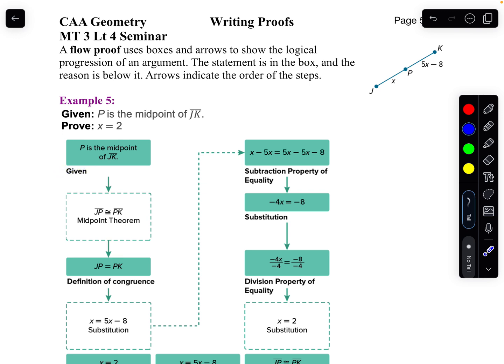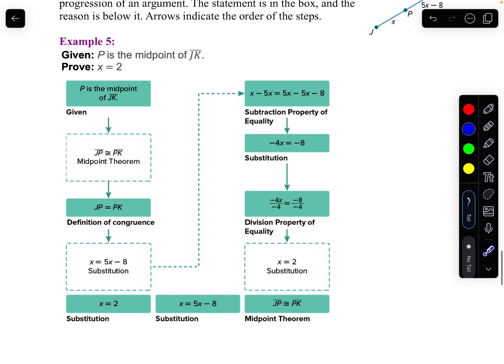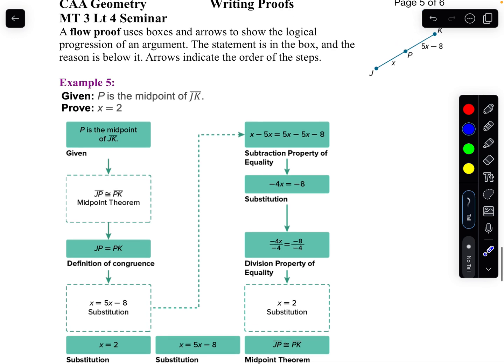Now, I stole this from your assignment, so it's kind of confusing here. You're going, what the heck? Those things in the dash lines on your assignment, I asked you to pull them up in here, but I put the answers in here for you. Because we're given it's a midpoint, I know from that JP is congruent to PK. That's where I draw my arrow. And then from that, I know JP equals PK because I can always change the congruent sign to an equal sign. And then it's not really given to me, but it is kind of given to me.